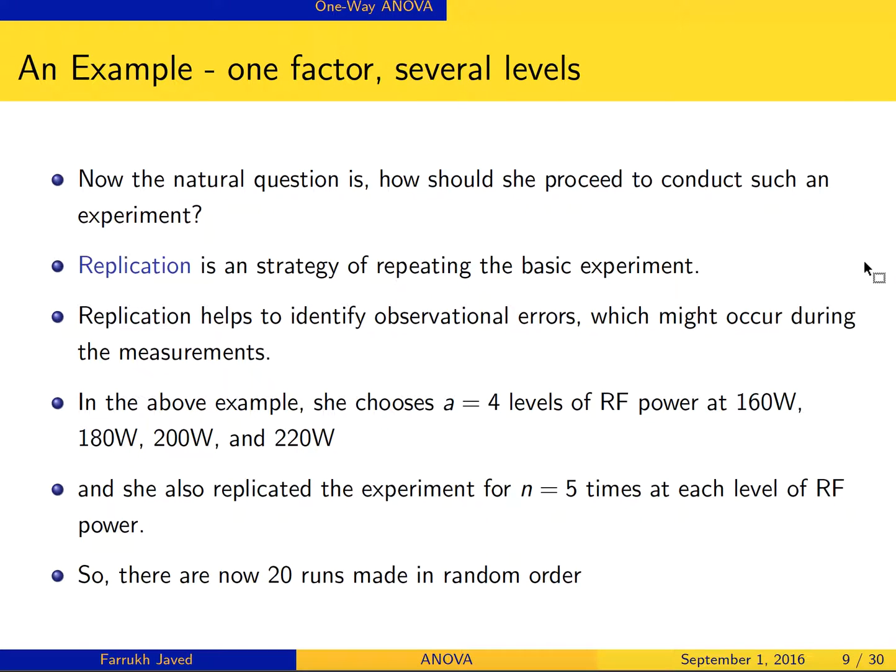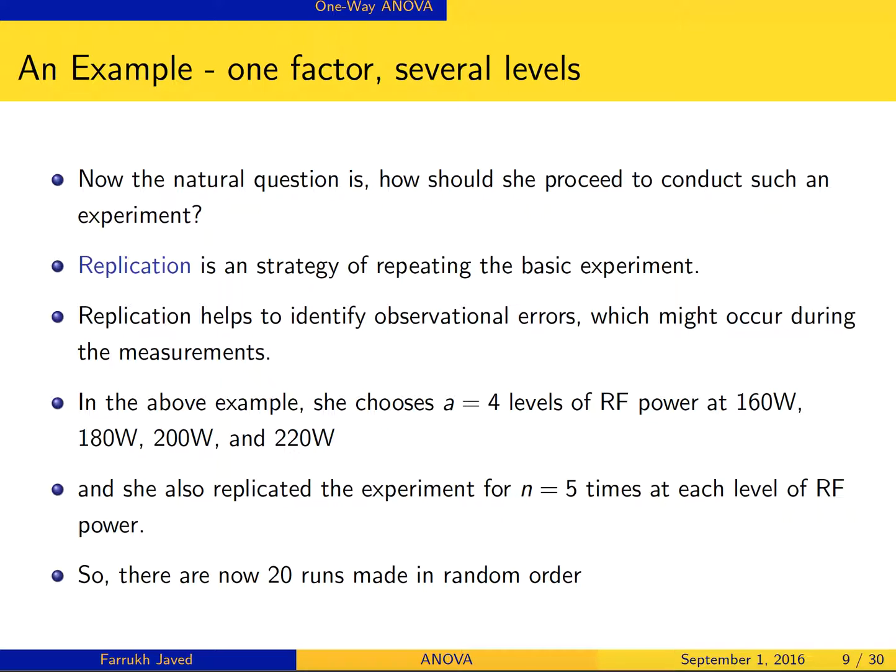So what can she do? Well, she can replicate. Replication is a strategy of repeating the basic experiment. Replications help to identify observational errors which might occur during the measurements. Now she has 4 levels, 160, 180, 200, and 220, so she can replicate the experiment 5 times. It means at each level, she will gather 5 data points, right? At 160 watts, she will have 5 observations. At 180 watts, 5 observations. At 200 watts, 5 observations. And at 220 watts, 5 observations.